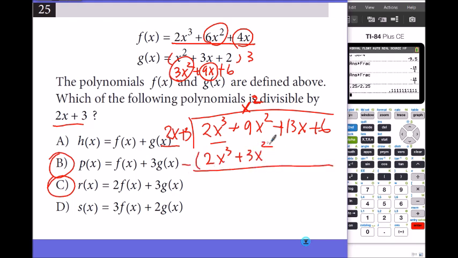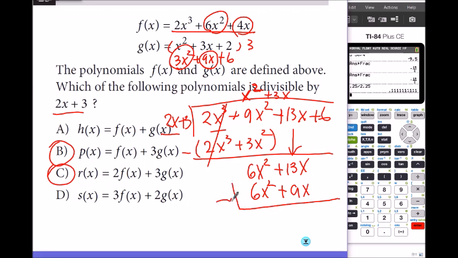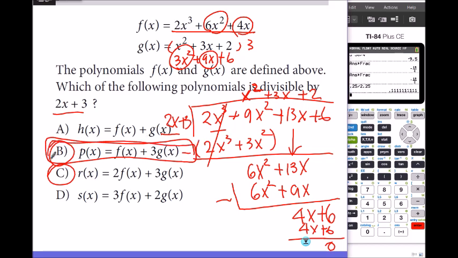From there, you subtract, because our goal is to get rid of the first term. So when you subtract, you get 6x squared, and you just carry the next number down: 6x squared plus 9x. When you subtract, you get 4x plus 6. Now you can multiply by 2, so 4x plus 6. So there's no remainder, so B will be your answer. C, if you have time, you can double check by doing it, but I'm sure it will not be divisible.